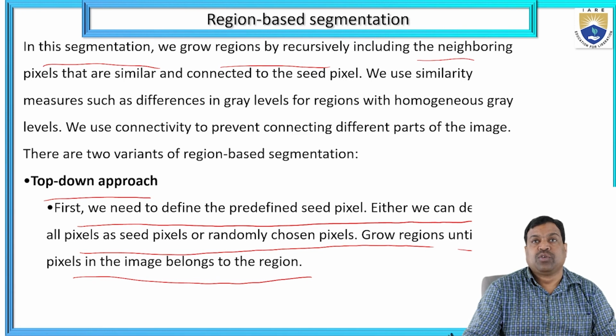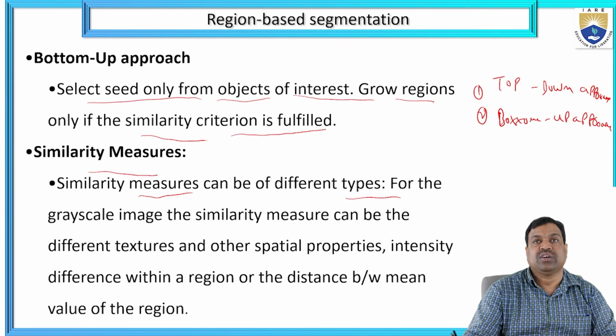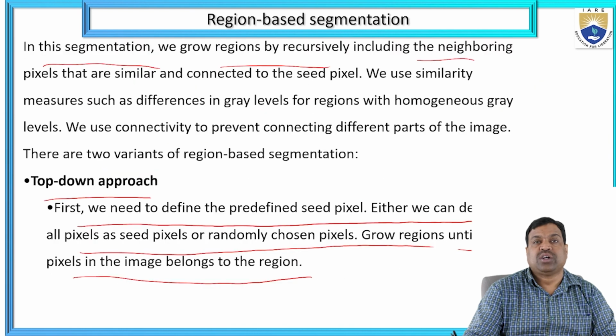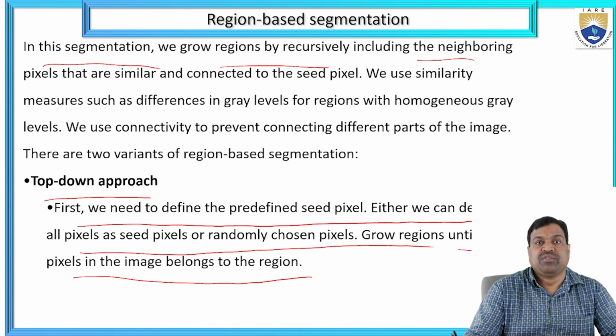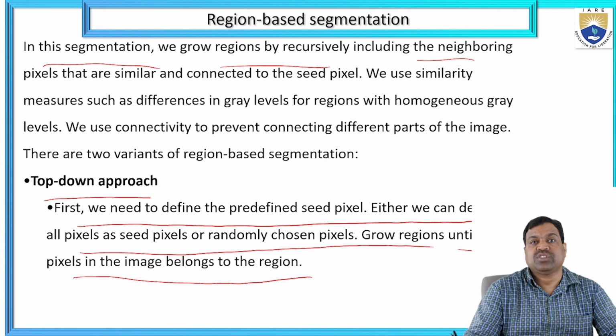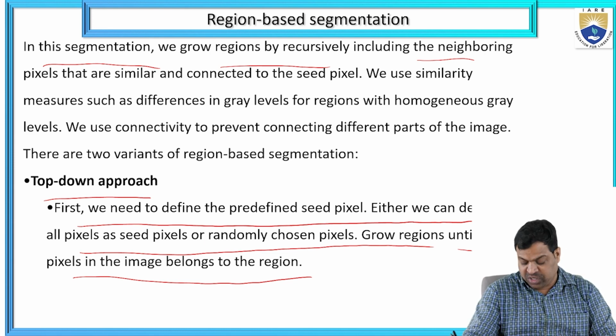In the segmentation, we grow regions by recursively including their neighboring pixels that are similar and connected to the seed pixel. We use similarity measurements such as differences in gray level for regions with homogeneous gray levels. We use connectivity to prevent connecting different parts of the image. There are two variants of region-based segmentation, top-down and bottom-up approach. In the top-down approach, we need to define the predefined seed pixels. Either we can define all pixels as seed pixels or randomly choose pixels, and grow regions until all the pixels in the image belong to a region.